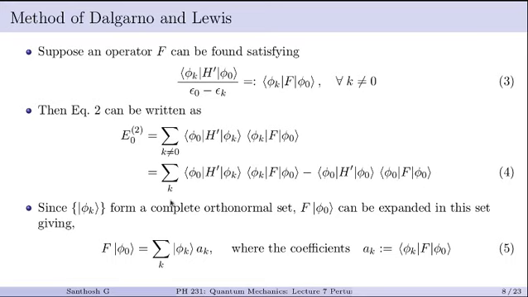Now since phi k form an orthonormal set, the vector or the state f acting on phi 0 can be expanded as a linear combination of these states. Now the state f phi 0 is given by a linear combination over states phi k, and the coefficients are given by this expression. Now let's consider the first term in equation 4.